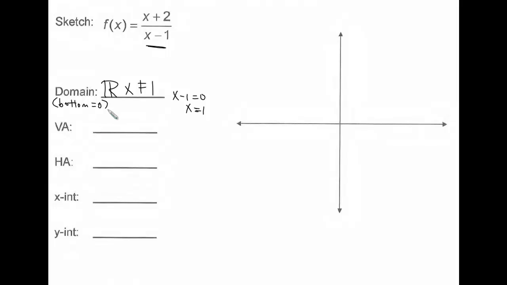The vertical asymptote, we also set the denominator equal to 0 and solve. So the vertical asymptote is x equals 1.